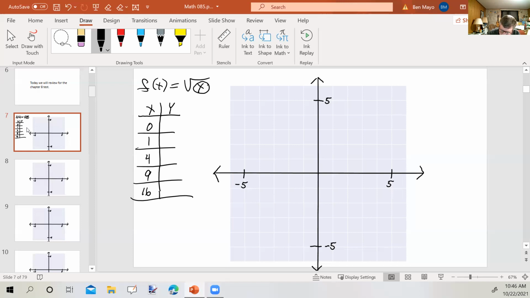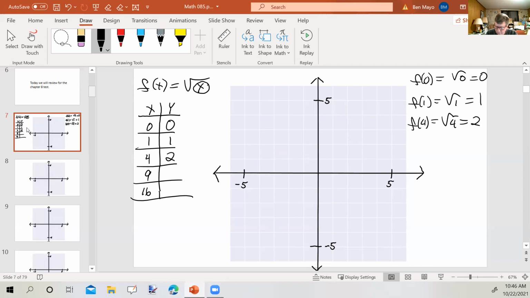So when x is 0, f of 0 equals the square root of 0, which is 0. When x is 1, f of 1 equals the square root of 1, which is 1. When x is 4, f of 4 equals the square root of 4, which is 2. When x is 9, f of 9 equals the square root of 9, which is 3. And finally, when x is 16, f of 16 equals the square root of 16, which is 4.